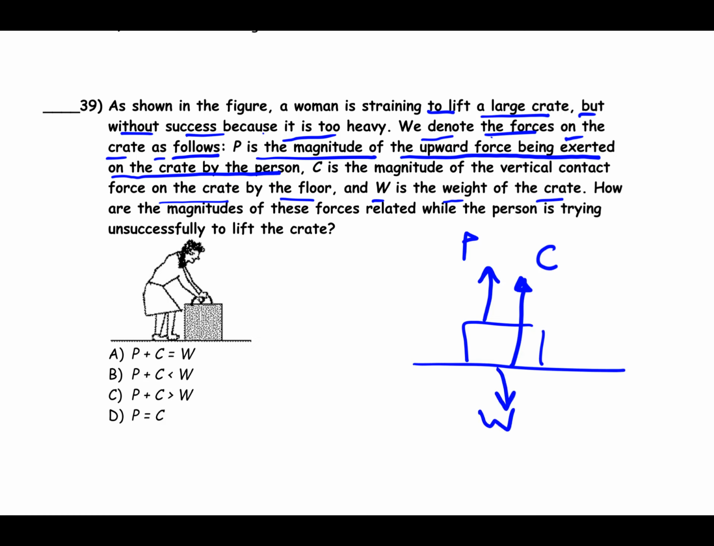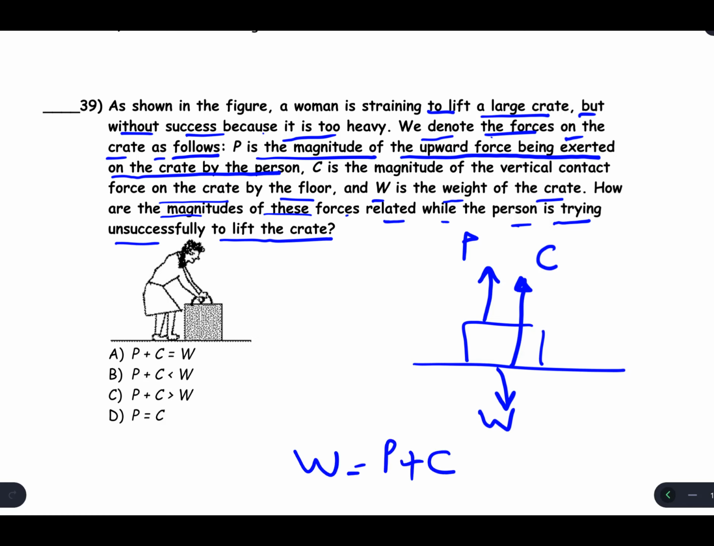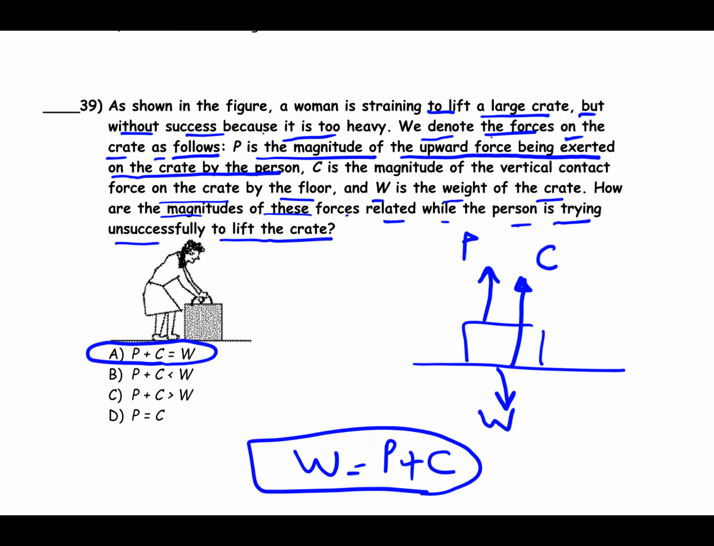How are the magnitudes of these forces related while the person is trying unsuccessfully to lift the crate? So W equals B plus C, or B plus C equals W. These are the forces found here while the woman is trying unsuccessfully to lift the weight. So where is the answer? The answer is A.